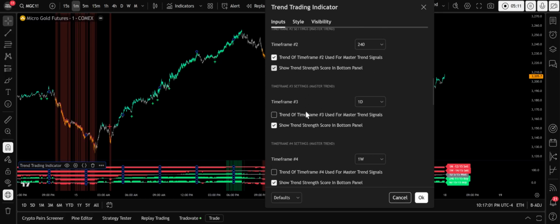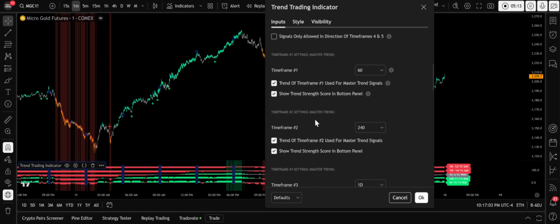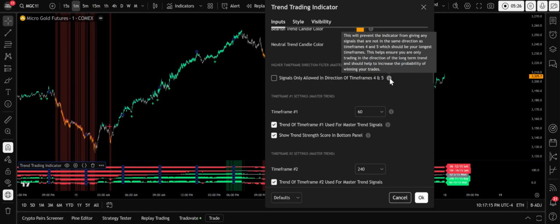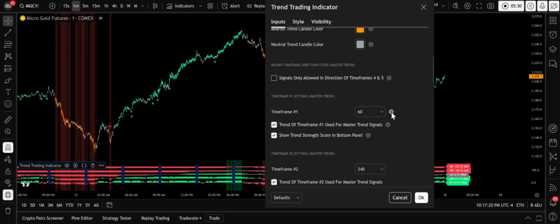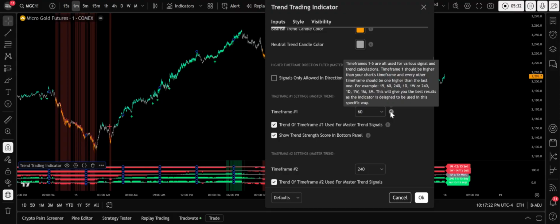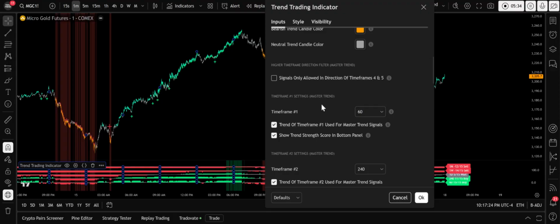So here we have, by default, timeframes 1 and 2 turned on for the master trend signals. You can set these to whatever you want. If you forget about any of these, we do have tooltips next to everything that will explain each one of these settings. So if you just hover your mouse over the eye icon right here, that'll explain everything to you.